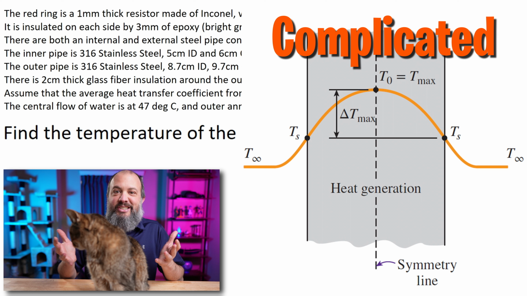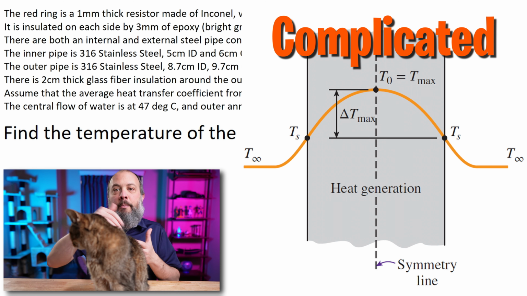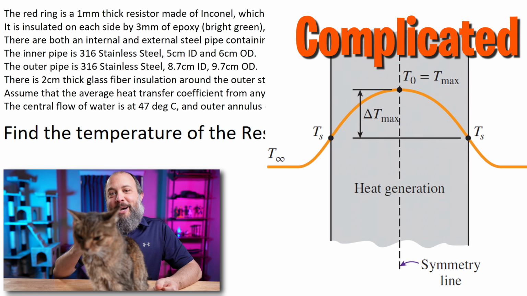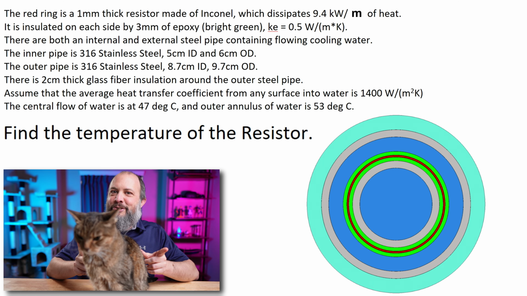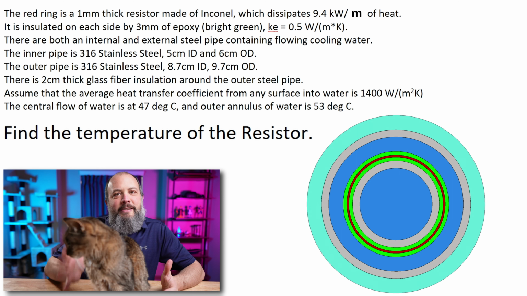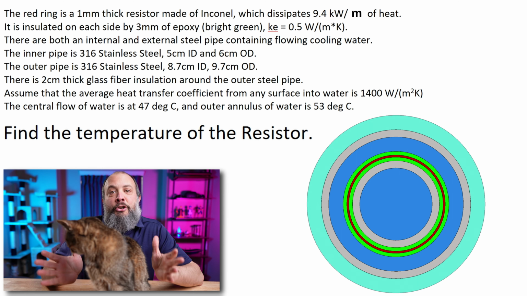Heat generation problems have the potential to get really complicated if you're trying to find the temperature distribution inside the part of the wall generating the heat, because it's going to be parabolic, not linear. But if you're only interested in heat transfer, not the actual temperature distribution, then heat generation problems do simplify to just thermal resistance circuit type problems. And so the key to this problem is making a good drawing.